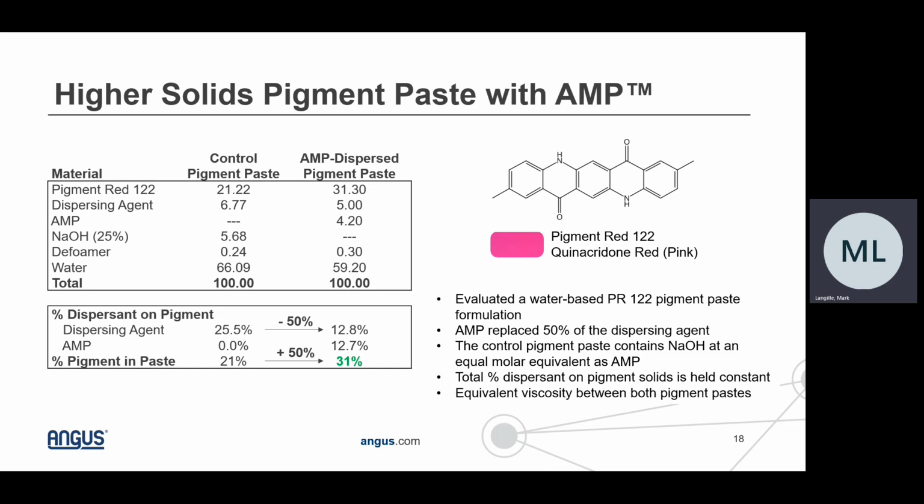So one change we immediately noticed was that the viscosity of this new AMP containing pigment dispersion was significantly lower than control. So we increased the pigment solids to match the control, and we found that we could increase the amount of PR122 in the paste by 50%, while still not exceeding the viscosity of the original control formulation. So already from these results, we are seeing that AMP is allowing us to create a much higher solids pigment paste than we would have been able to create otherwise.